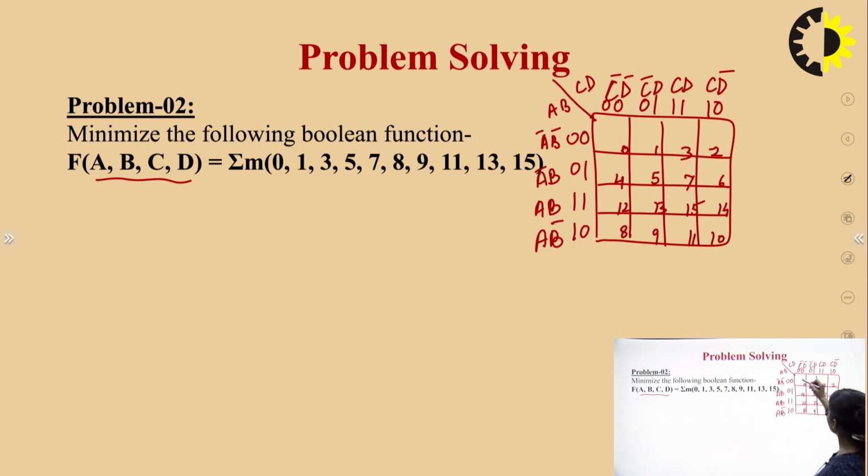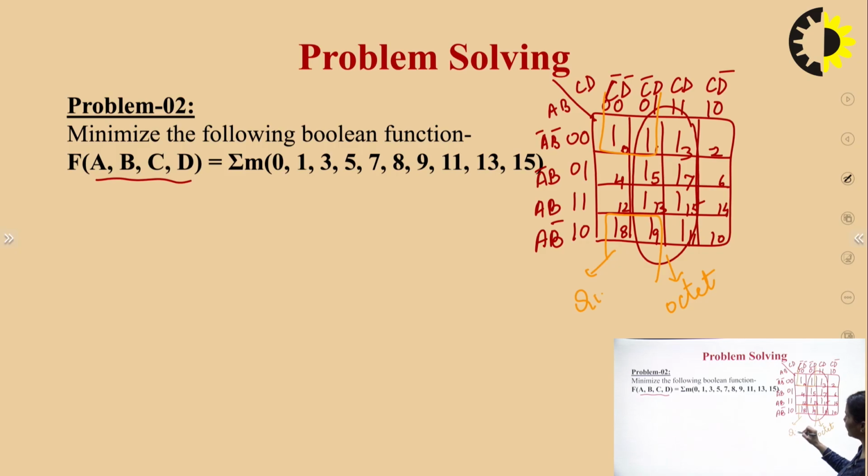Now let's fill it. 0, 1, 3, 5, 7, 8, 9, now 11, 13 and 15. So obviously we can see this whole octet is there. Yes, so this is your octet. And another option is these two have to be grouped together, these four. Okay, so this is making a quad.